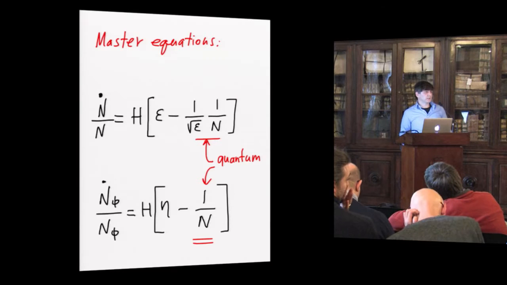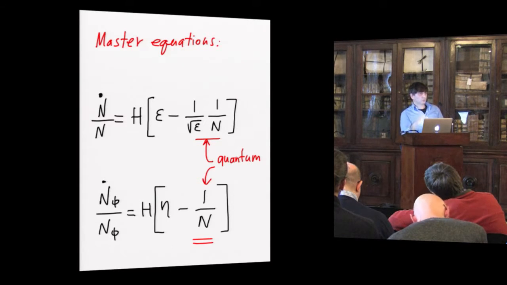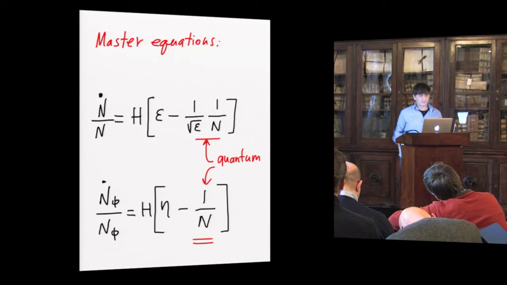So for instance, in the standard inflationary scenario in which the Hubble parameter is 10 to the 12 or something like that, N is approximately 10 to the 12, okay? So 100 billion gravitons are what make the inflationary density spectrum.